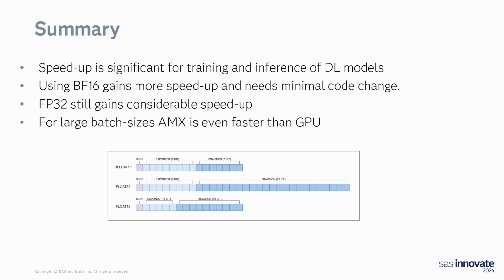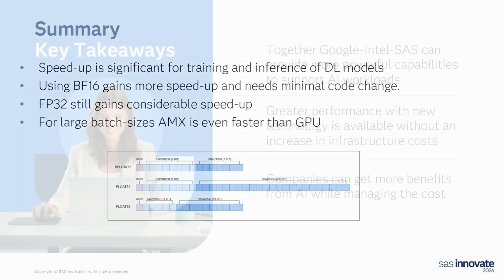The summary for this study is the speedup is significant for deep learning models for both scoring and training. bfloat16 was definitely most impressive, but if you weren't studying that and just looking at floating point 32, that's still very impressive results in my mind. And for large batch sizes, we are seeing AMX break away and surpass the GPU for these studies.